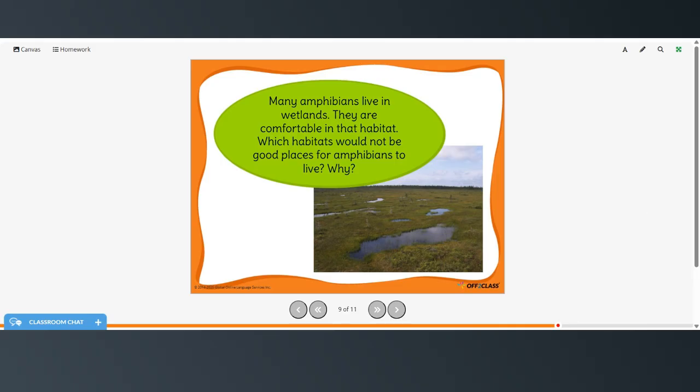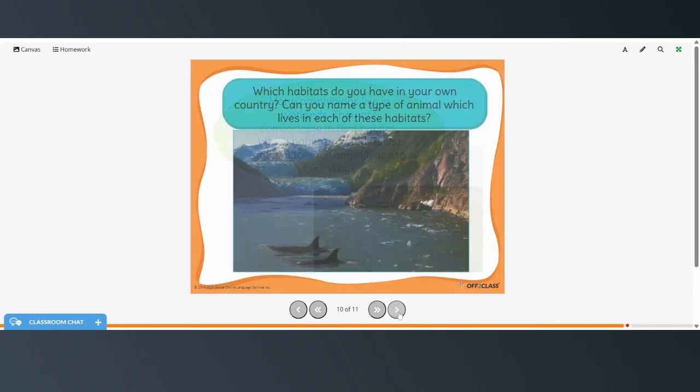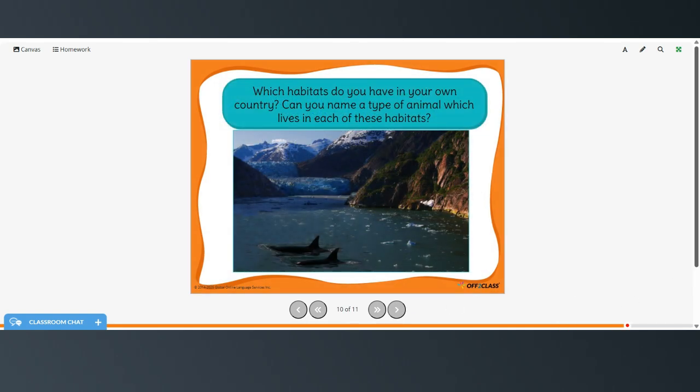Now, many amphibians live in wetlands. They are comfortable in that habitat. Which habitats would not be good places for amphibians to live and why? And you can put your answers in the comments. Which habitats do you have in your own country, and can you name a type of animal which lives in each of these habitats?